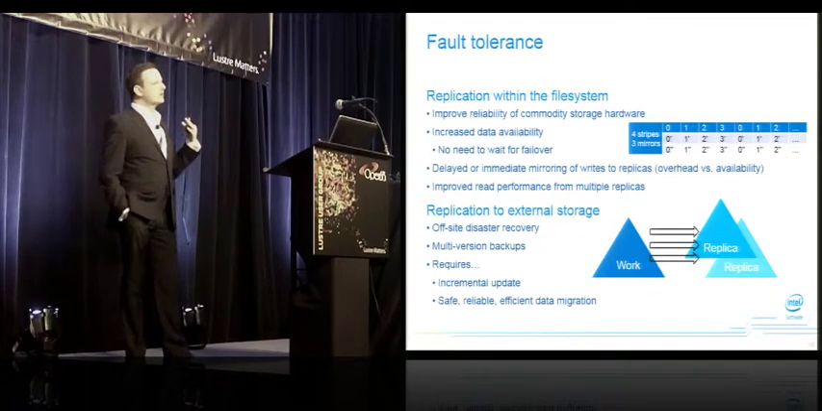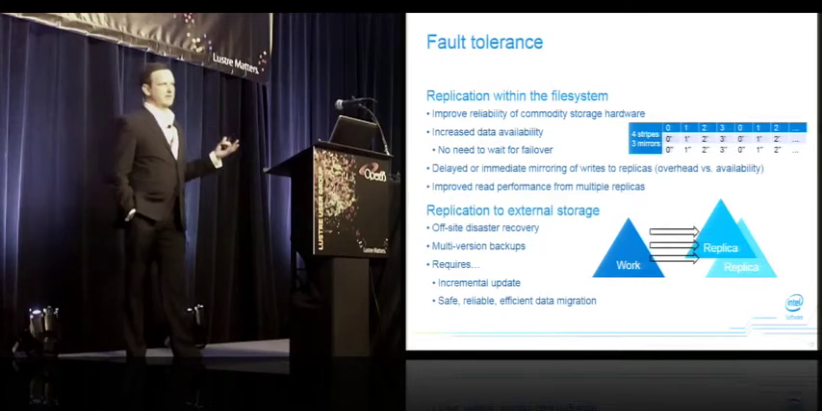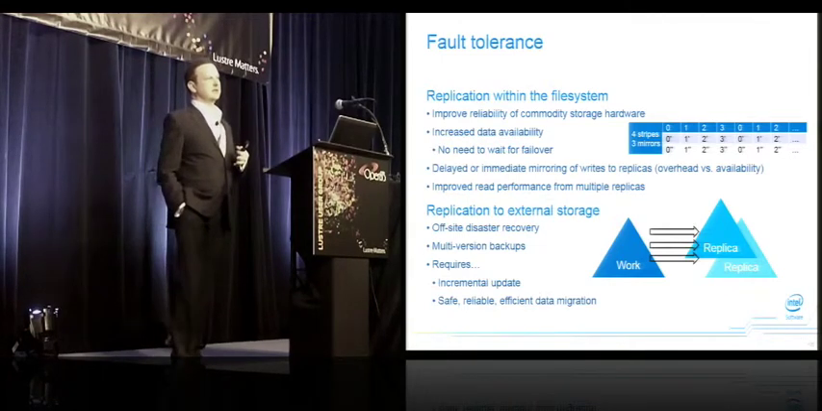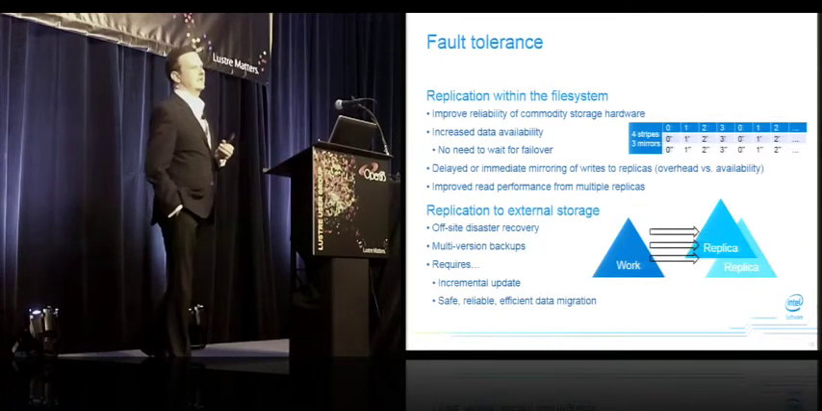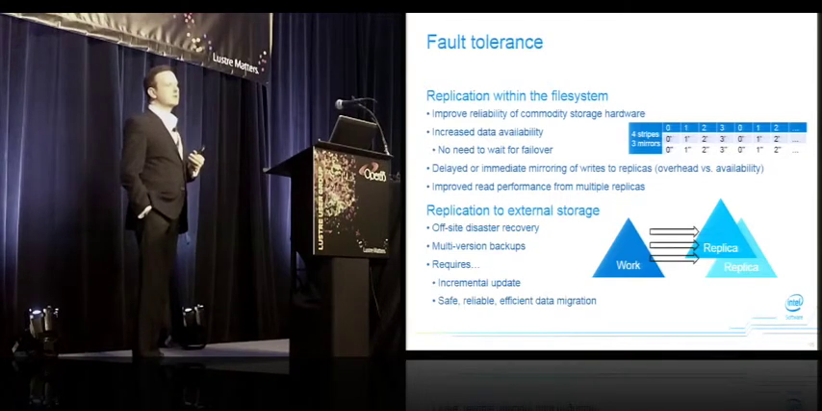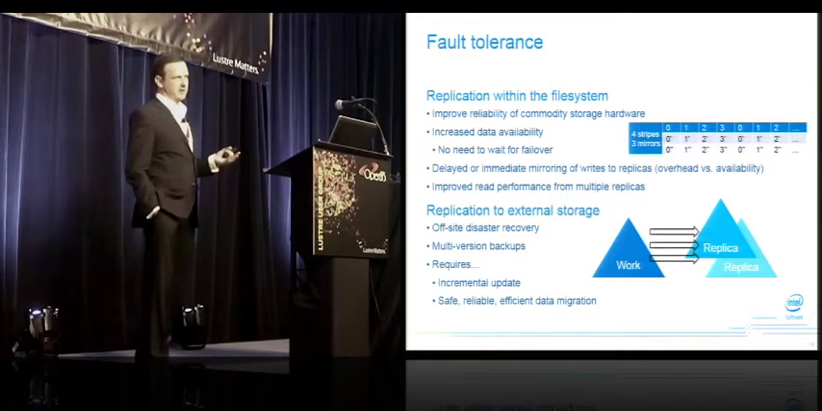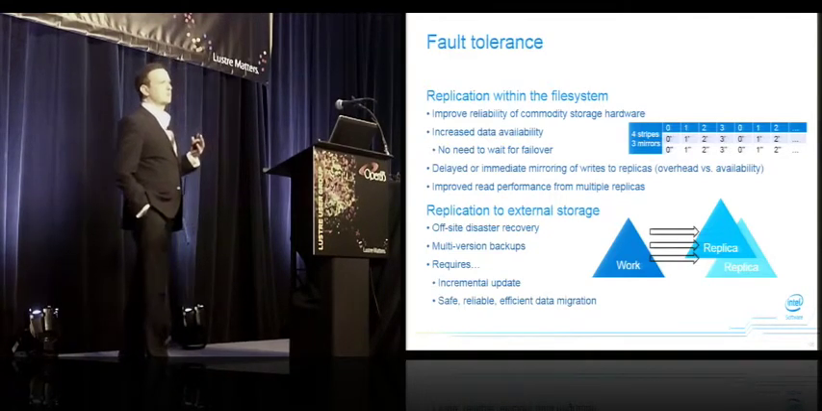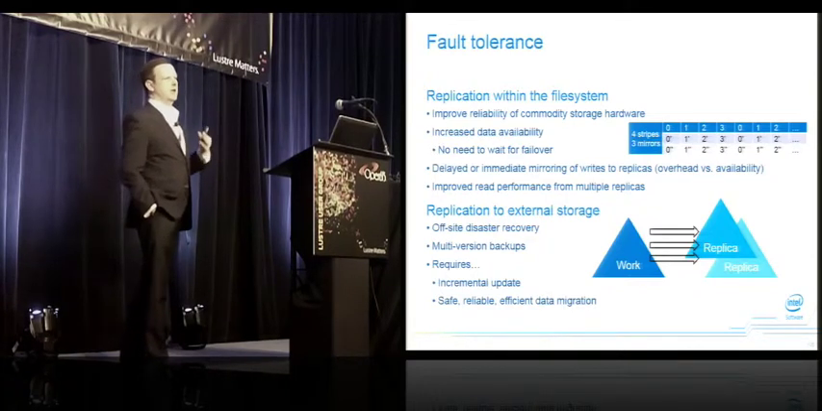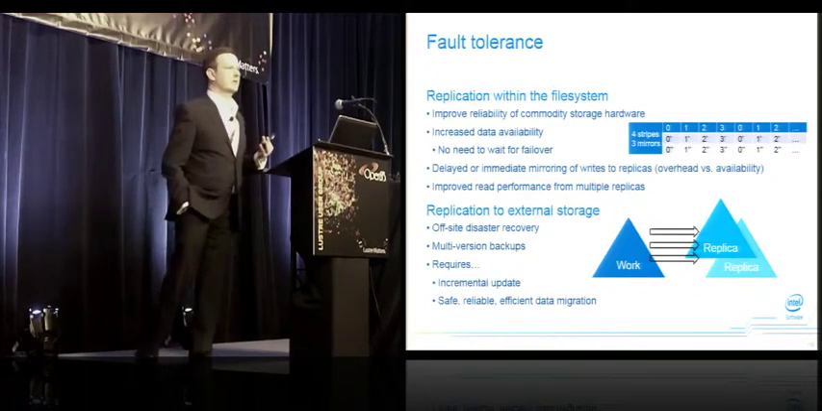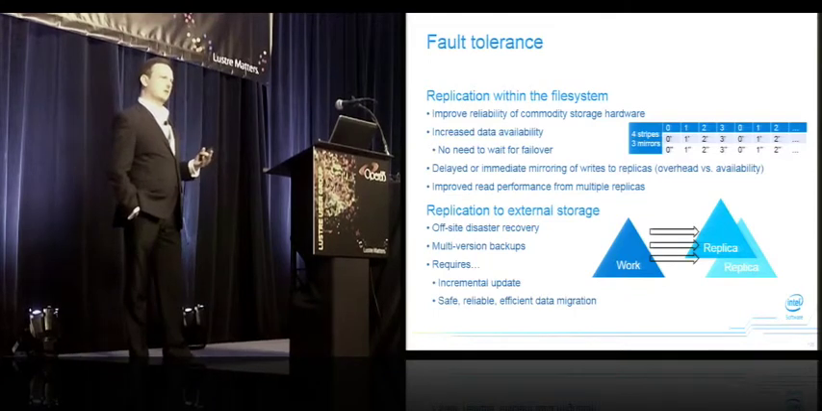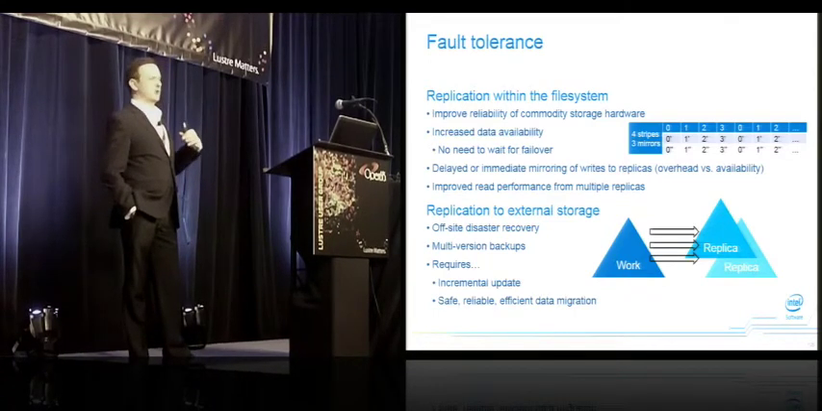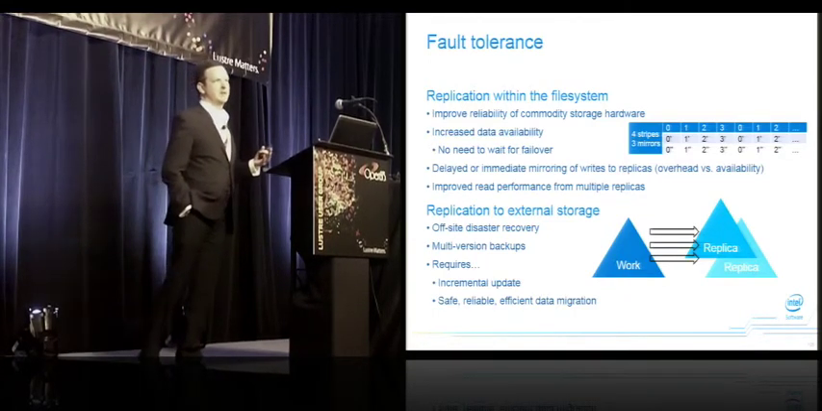This means that if one of your OSTs fails, your data is actually protected, and it's available automatically and immediately from another OST. This has a lot of implications in terms of data availability and the overall reliability of the file system in terms of meeting service level agreements, improving the sort of multiple nines uptime.